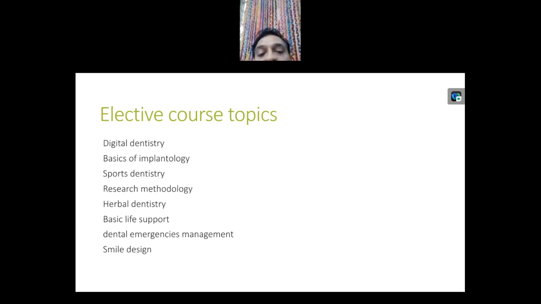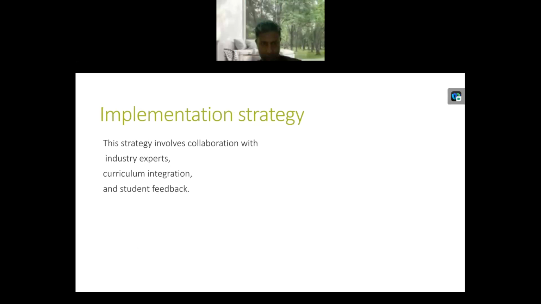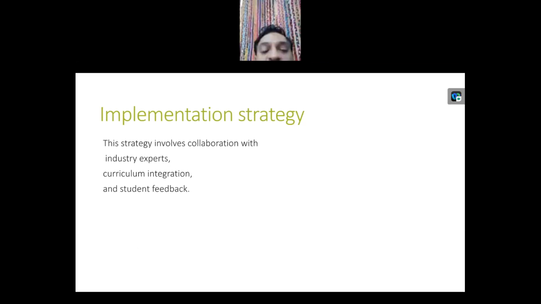These are a few examples of elective course topics which can be chosen for the BDS students: digital dentistry, basics of implantology, sports dentistry, research methodology, herbal dentistry or Ayurveda in dentistry, basic life support, dental emergency management, and smile design, which are not normally offered in the core curriculum. So what is the implementation strategy for these elective courses? This strategy has many stakeholders. It involves collaboration with industry experts and curriculum integration experts, and student feedback is used for choosing the topics.